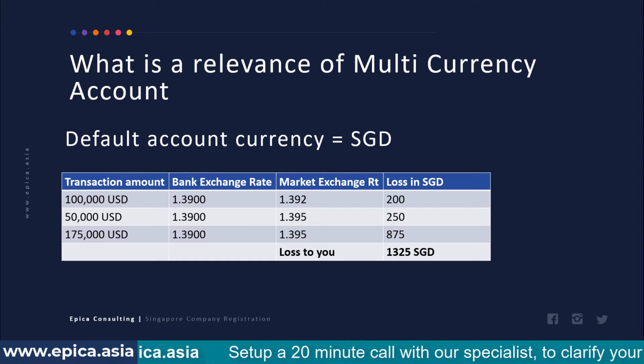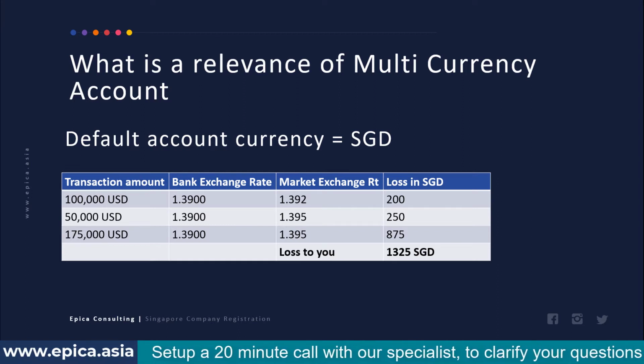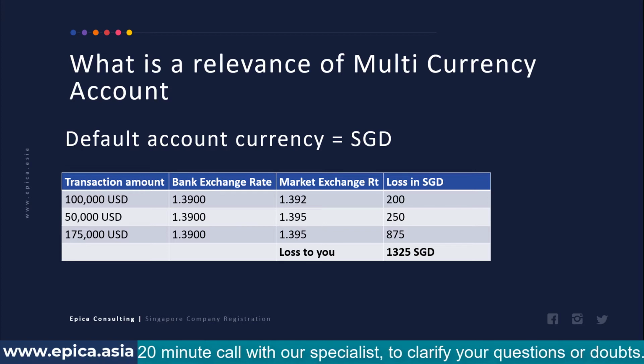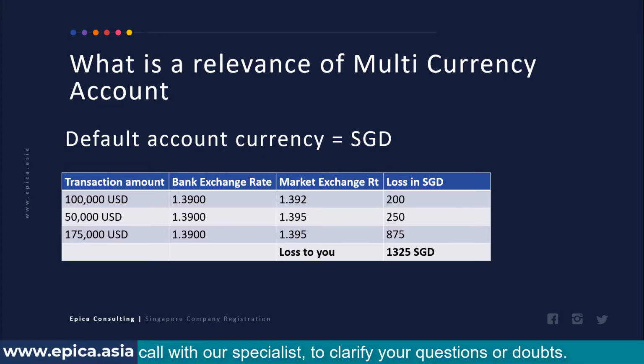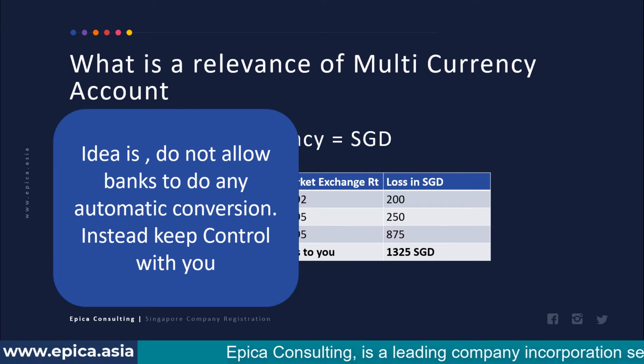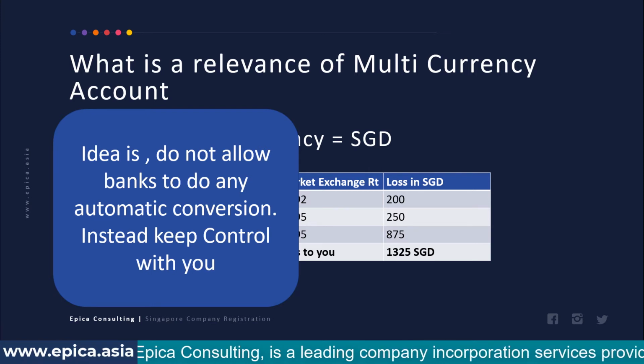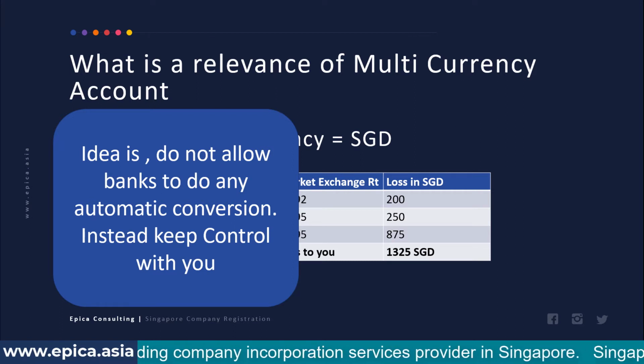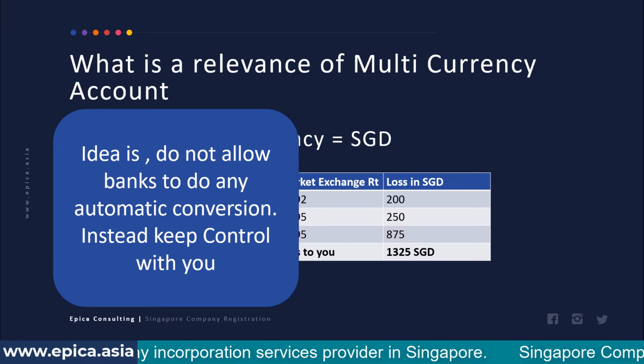And to avoid this, you can open up an account in another currency like US dollars. So the idea here is, do not allow banks to do any automatic conversion. Instead, keep control with you. Open the US dollar bank account, receive everything in US dollars, and convert only the required amount which you might need to make the payment for your Singapore expenses.